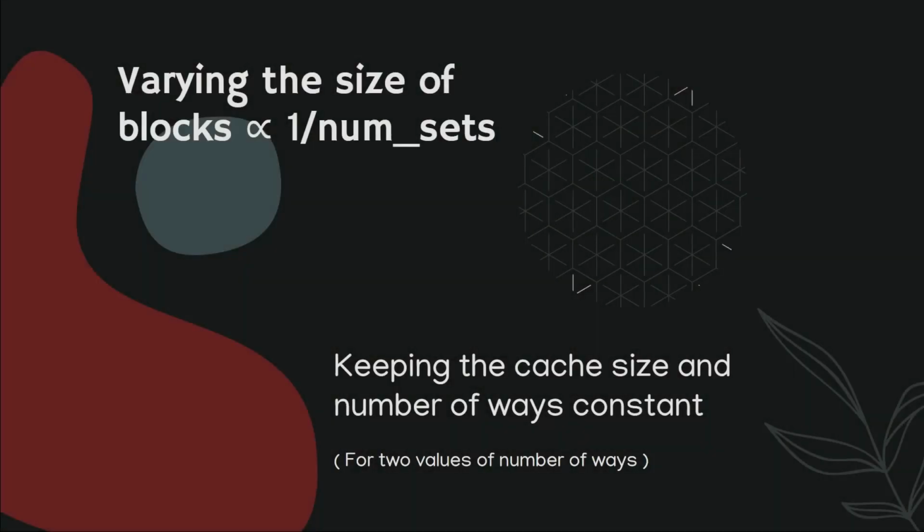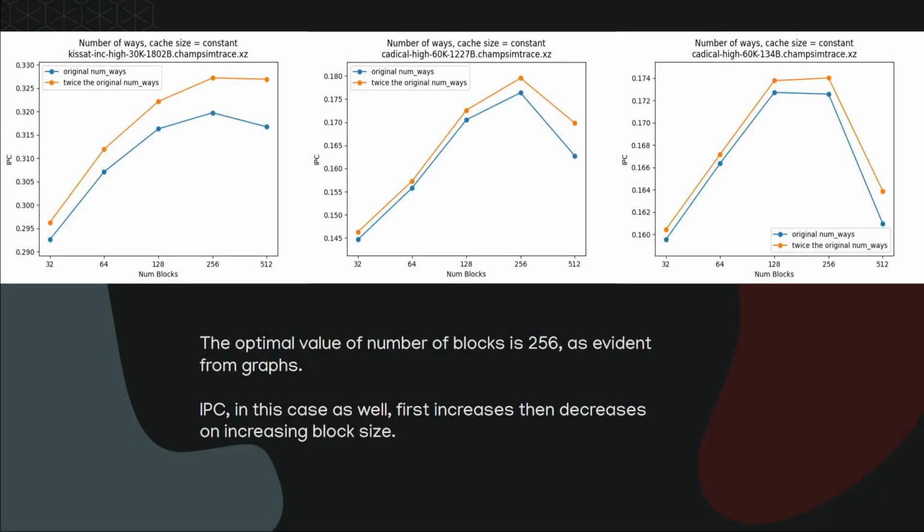Moving on, next we vary the number of sets to keep the cache size constant, and there is nothing much to say here. The trends are pretty much the same as in the previous case, and we tried it out for two values of the number of ways. Both give the same trend, validating our observation. So here 256 is best with around 5 to 15% increment, and 128 again is reasonably close.